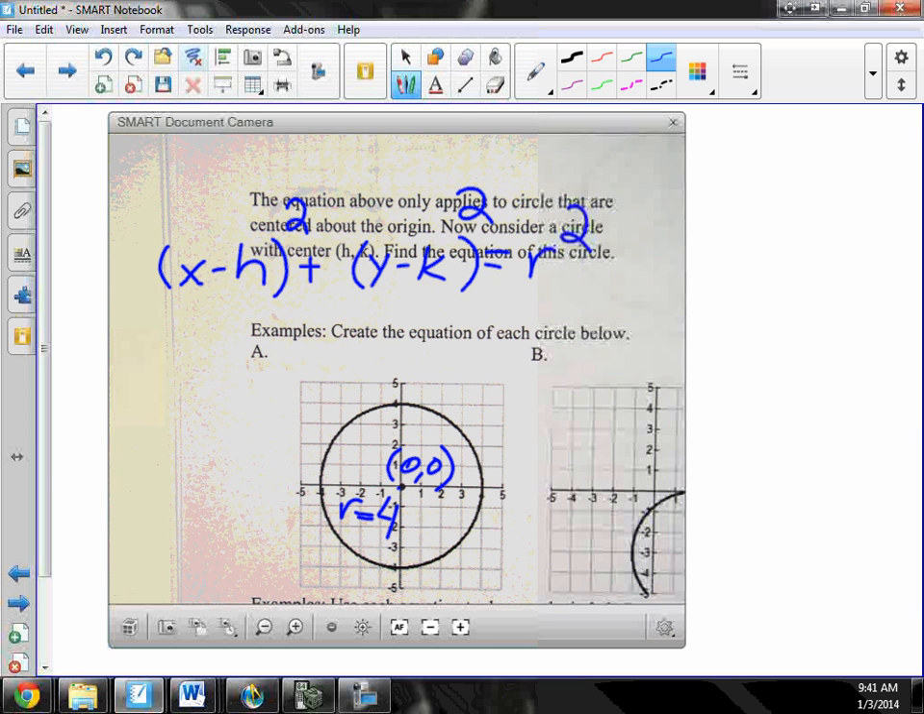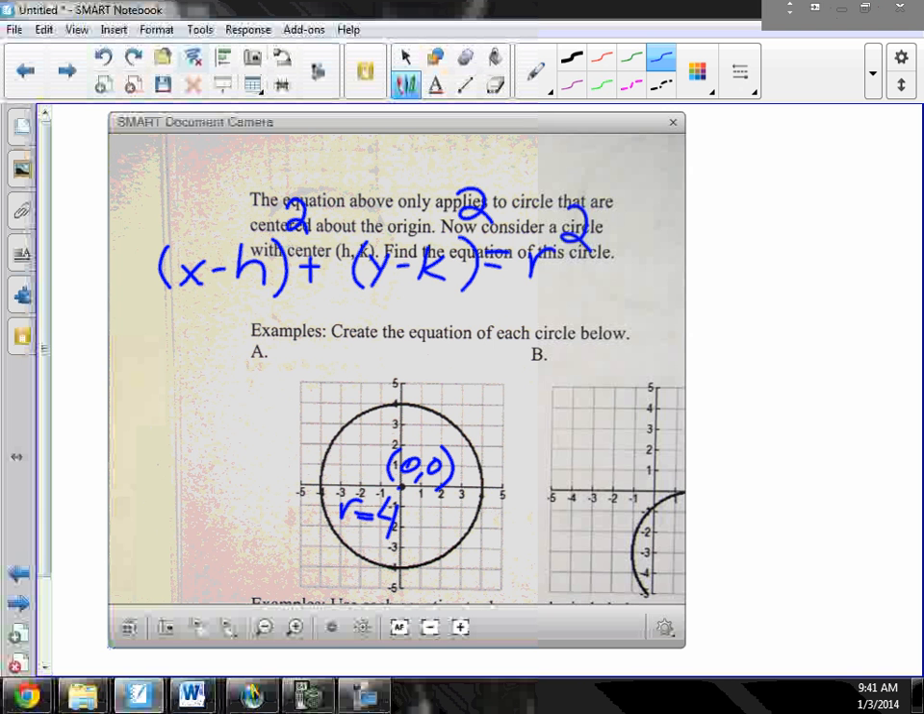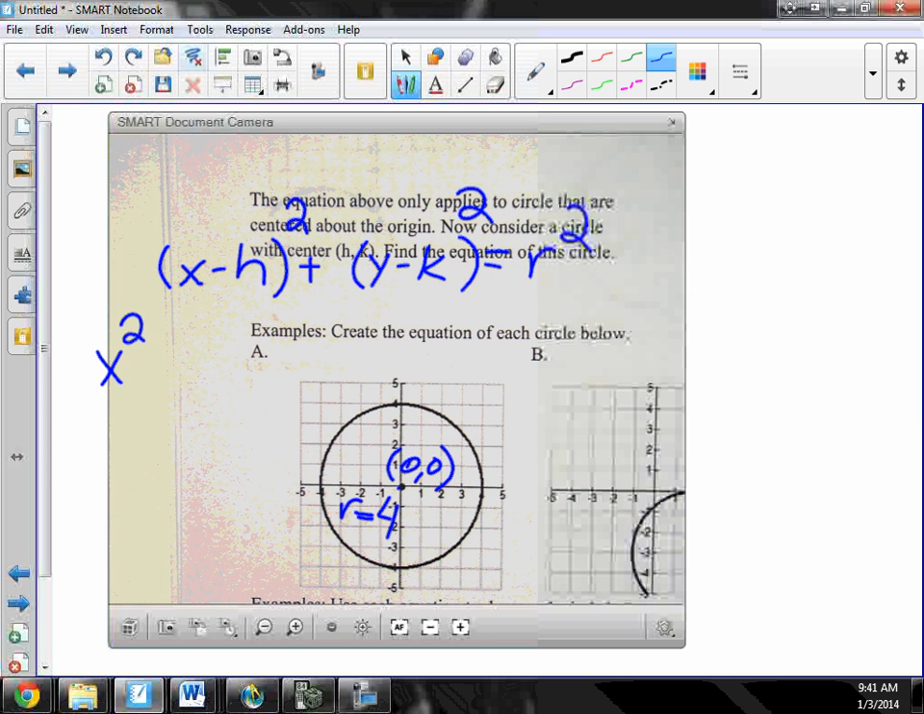What is x minus h? X minus the x value in the center is 0. So it's just x squared plus y squared equals 4 squared, which is 16. Does that make sense?